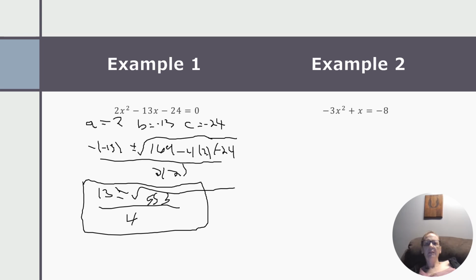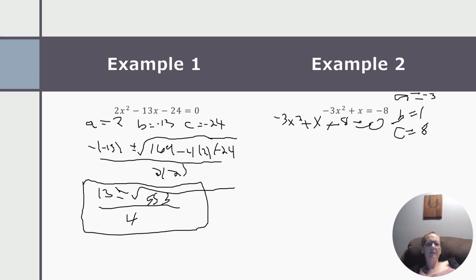For example 2, I need to bring everything to the same side so I can identify my a, b, and c. So I will bring the negative 8 over to the other side by making it positive. Whoops. That's a plus, not an equal sign. I'm okay. There we go. Plus 8 equals 0. I'm just going to write them off to the side. A is negative 3. B is 1. C is 8.